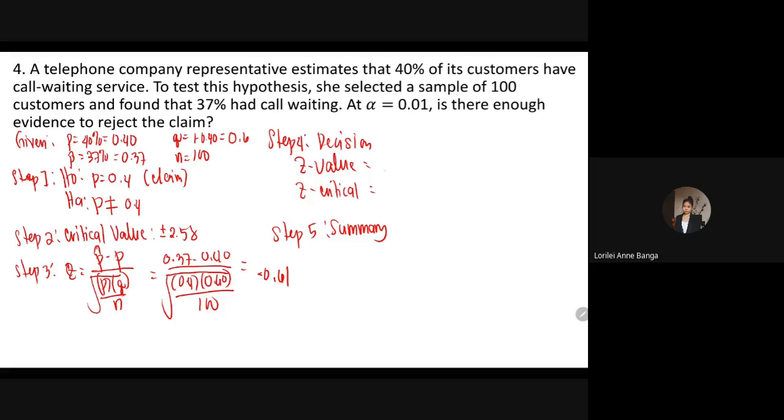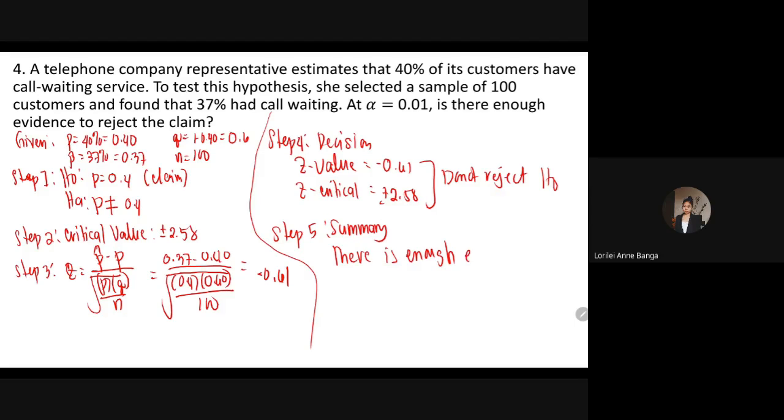So what's the decision? Do not reject po. Okay. Do not reject. So what's your summary? There is enough evidence to accept the researcher's claim po. Fantastic. There is enough evidence to accept the researcher's claim. Okay? So tama si Christina din and Lorelei.